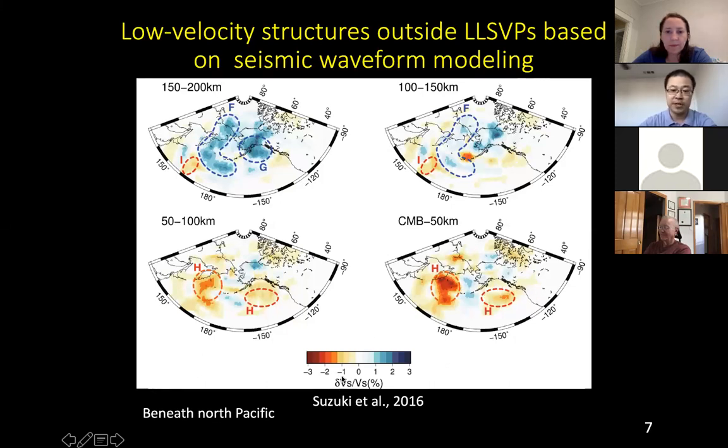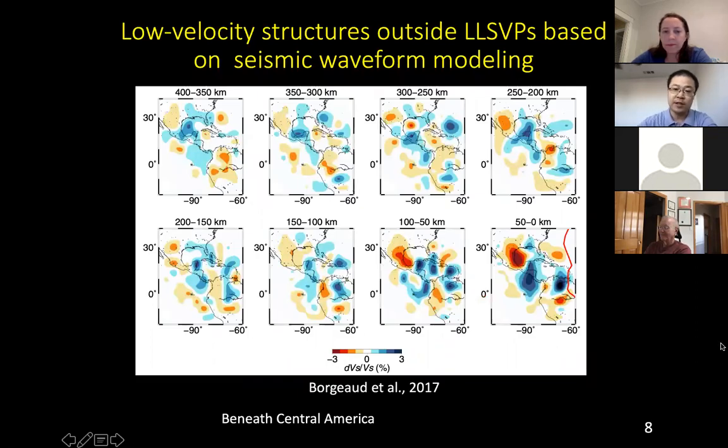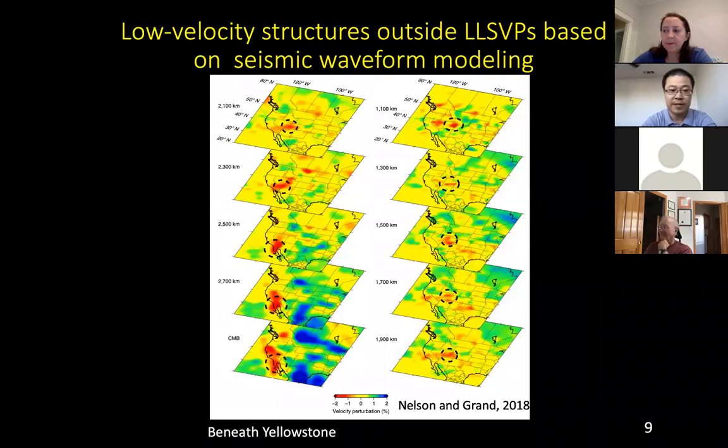This is another one by Borgeaud et al., 2017. Again, they also found quite some small low velocity structures beneath Central America, where subduction should be happening. Another very recent one is by Nelson and Grand, 2018. They did regional seismic tomography models, and they found beneath Yellowstone a relatively hot region, with low velocity structures extending from the core-mantle boundary to almost near the surface. So this is another really interesting study showing there are low velocity structures in subduction regions.